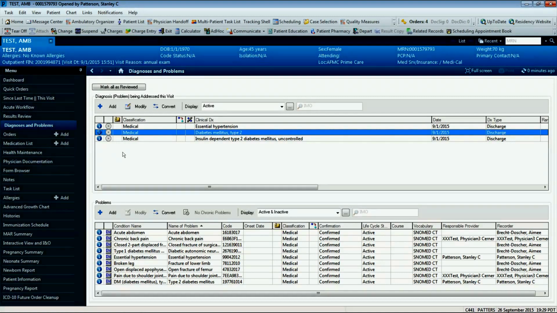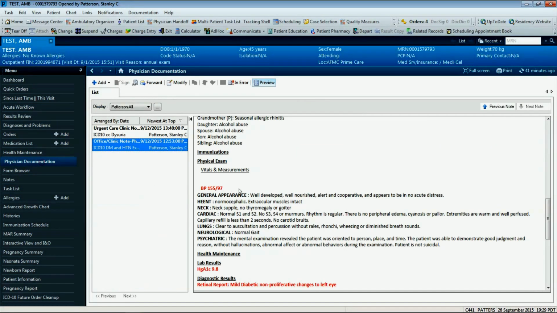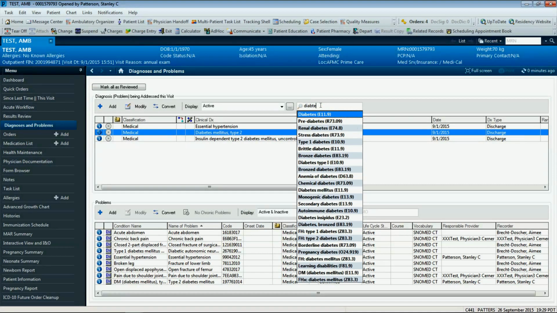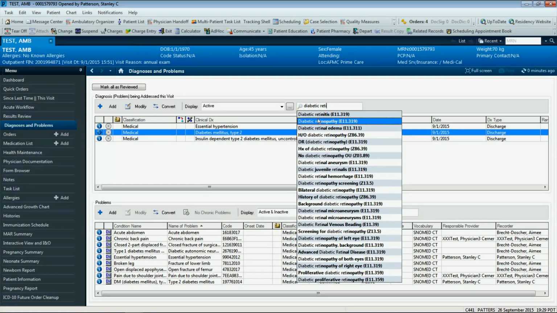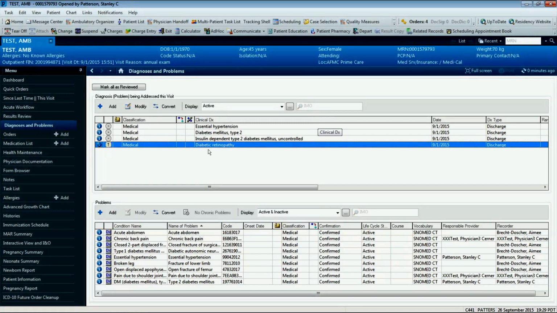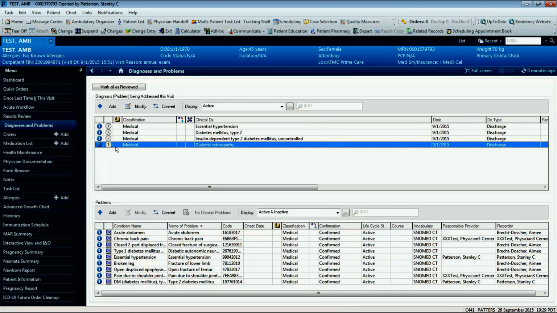Okay. Now, say you get a retinal report where it says mild diabetic non-proliferative changes. Most of us, including myself, are used to just typing in retinopathy. So if we type in diabetic retinopathy, this is not specific enough. Once again, you're going to get a little exclamation mark. Okay, so you want to be more specific.